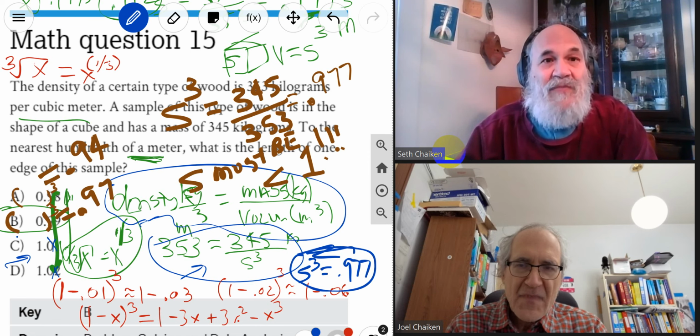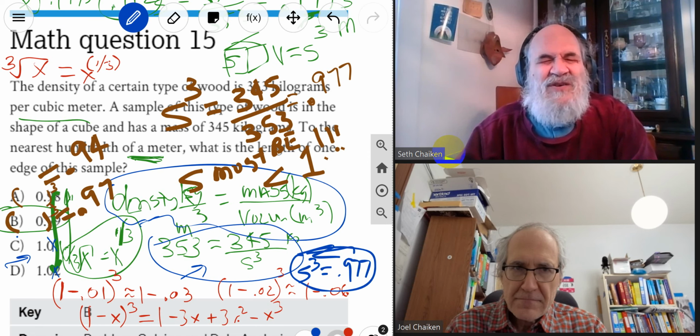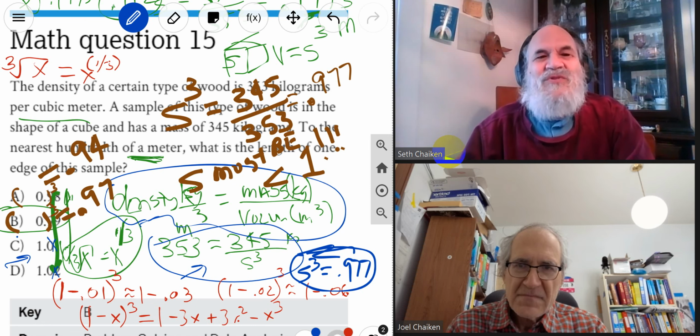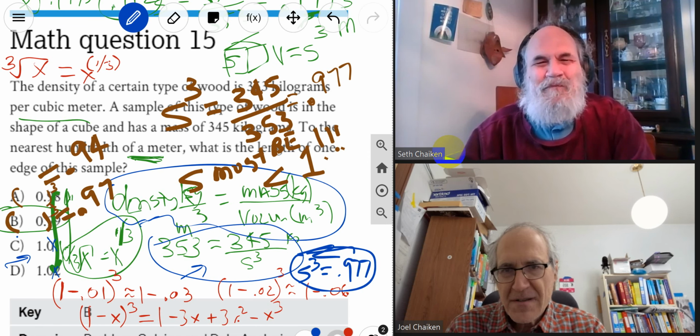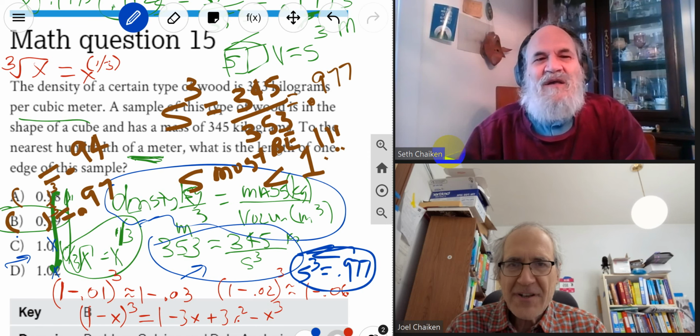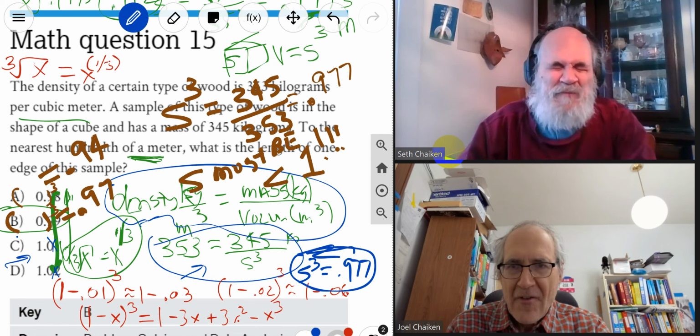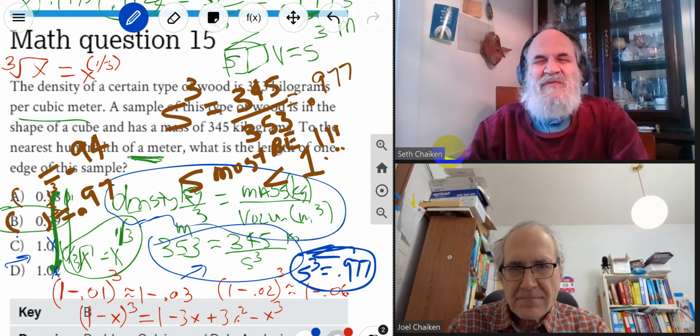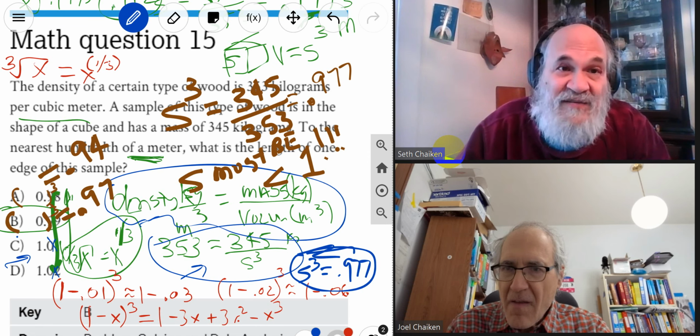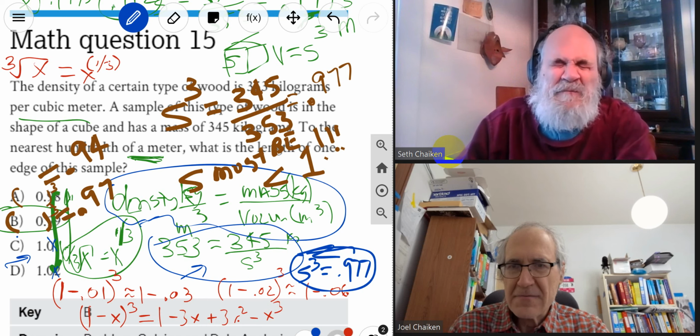Now, for the change in the weight of the sample, could you demonstrate how to apply the shopping formula? How would the shopping formula apply to this? The shopping formula is a percent. So we have 353. How much percent is taken off to get 345?